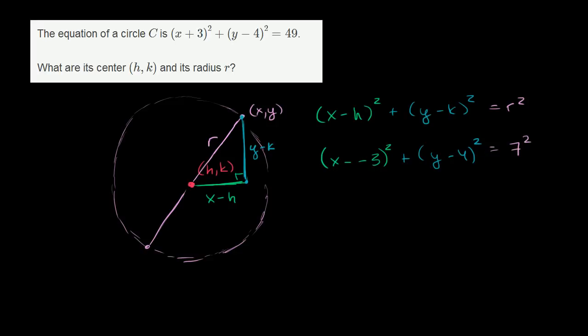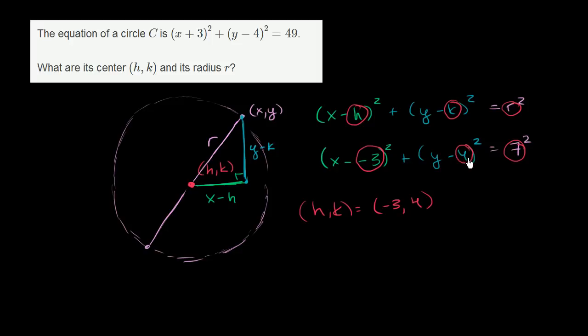And so now it becomes pretty clear that our h is negative 3, that our k is positive 4, and that our r is 7. So we could say (h, k) is equal to (−3, 4).